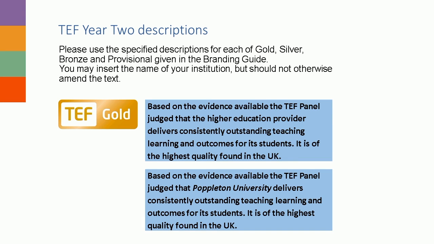As well as the logos, there are also descriptions of each of the levels, gold, silver, bronze, and provisional. And we want you to use that text exactly as it appears. The only difference you can make is if you want to insert the name of your own institution, as shown in the second example. That's the only way you should use the text. There's also some generic text in the back of the branding guidelines, which describes the TEF process more generally, which you can use also if you want to.